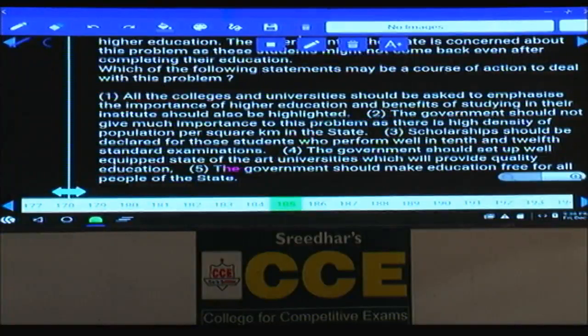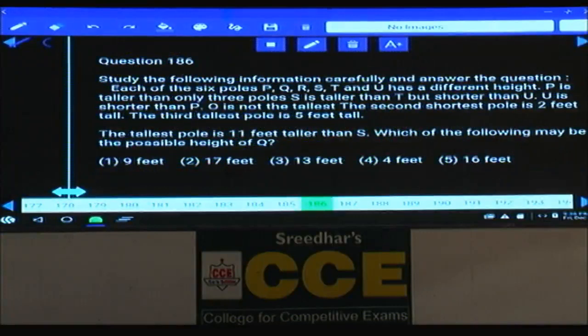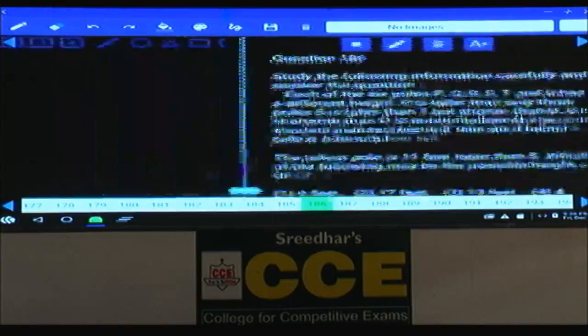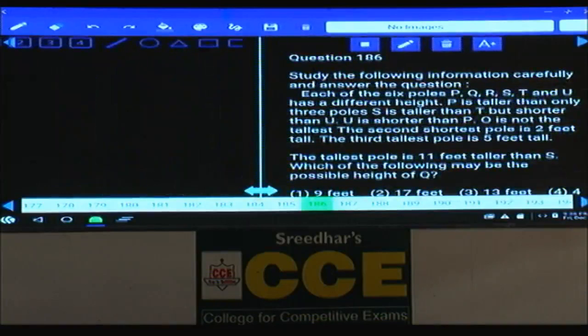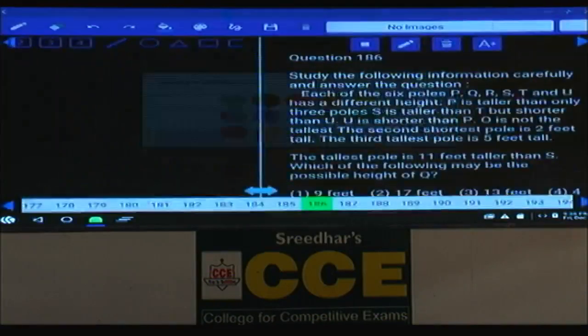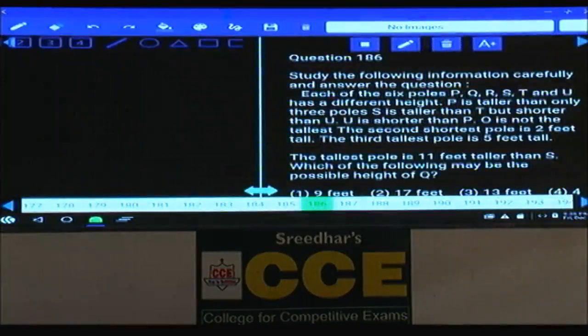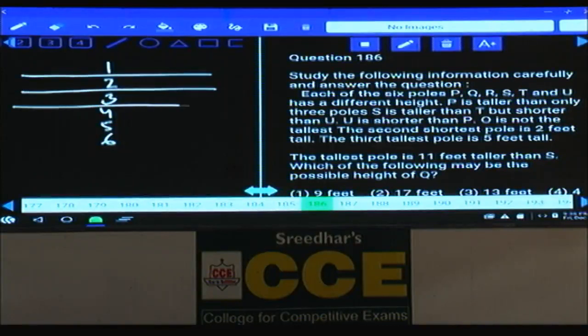185. Then coming to 186 to 188. Now this 186 to 188, it comes under which category? Comparison. Now in this comparison, how many people are there? 6 people. And who are there? 6 people, P, Q, R, S, T and U, with different heights. 6 people, 1, 2, 3, 4, 5, 6. Now these 6 people are having different heights.